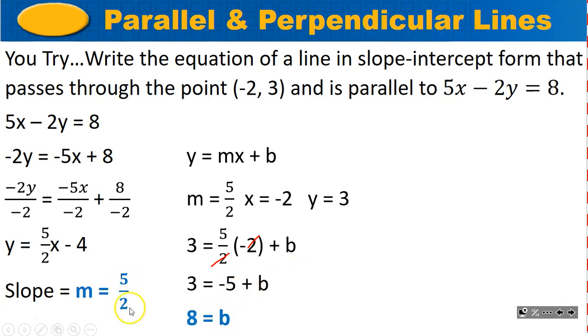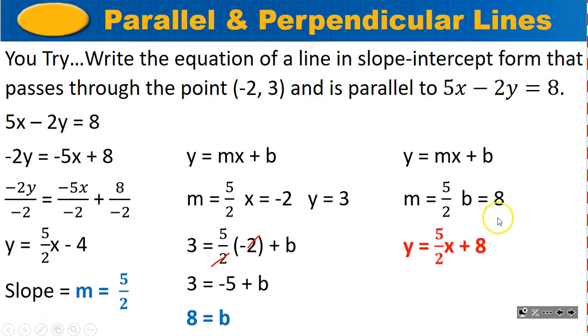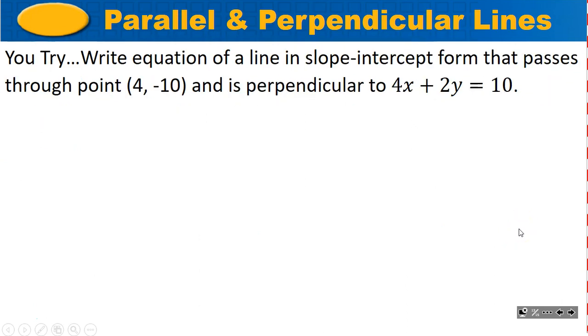So this is our slope, 5/2. This is our new b. So we are now going to plug those back into the equation. When we do that, we put 5/2 up where the m is, and we put 8 where the b is. We get y is equal to 5/2 x plus 8. Okay, go ahead and do this one and then come back to me.